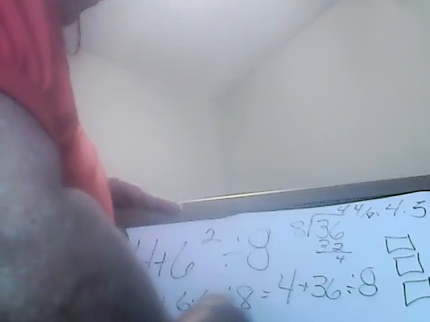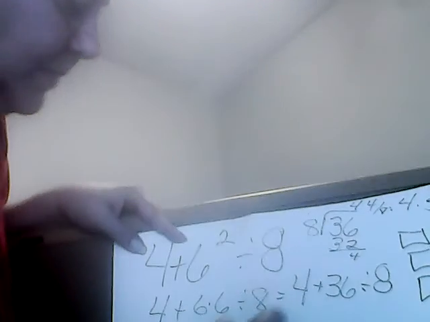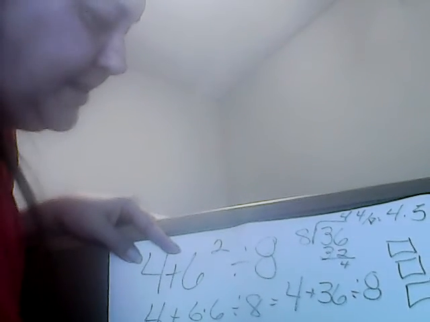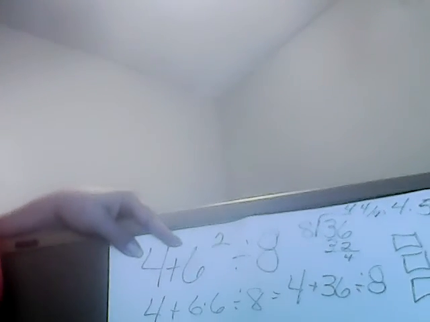So 8 into 36 will go 4 times, which gives us 4 over 8, which is equal to a half. So it would equal a decimal of 4.5. So we would have 4 plus 4.5, which would give us 8.5.